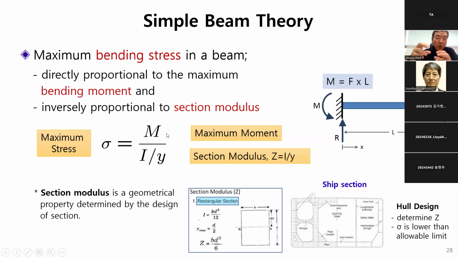calculated from wave loading, and section modulus calculated from the design section. So the meaning of designing the ship structure section is to calculate and arrange the section of structural elements to make the section modulus the maximum, to make the stress lower.